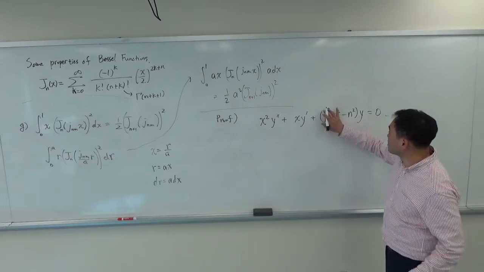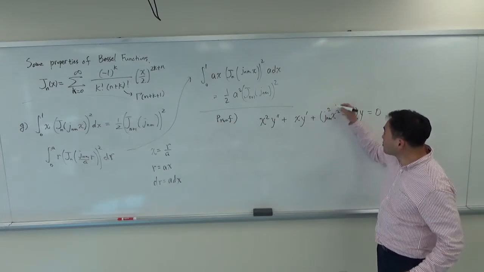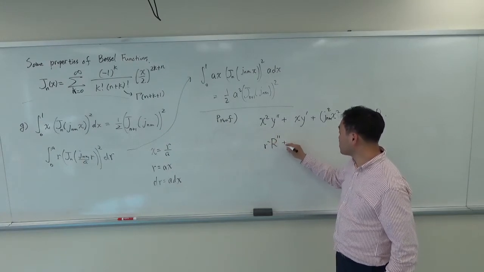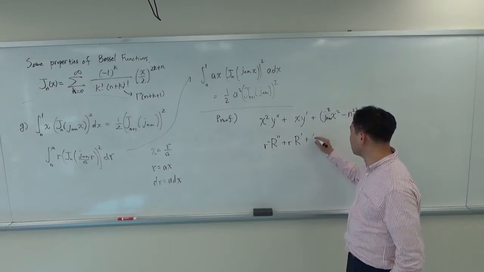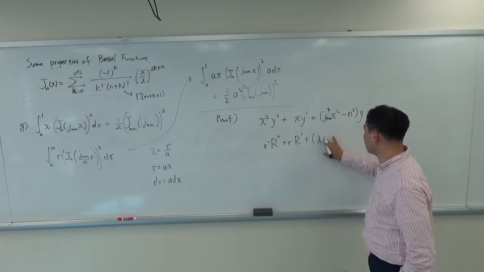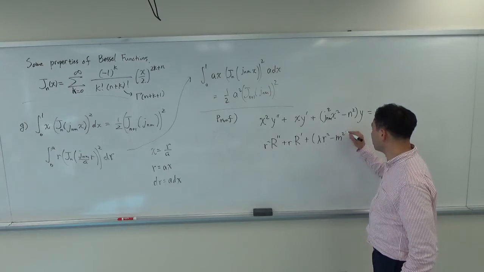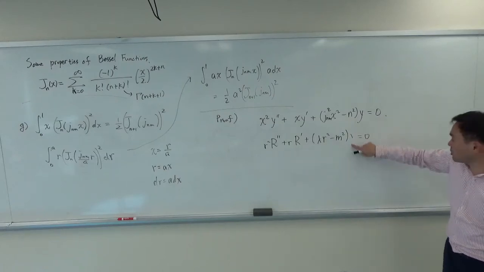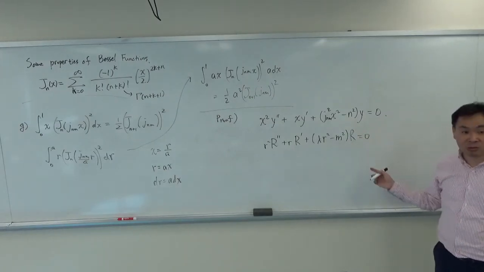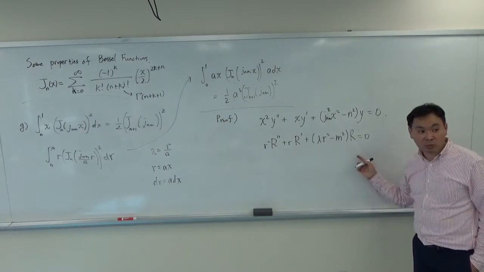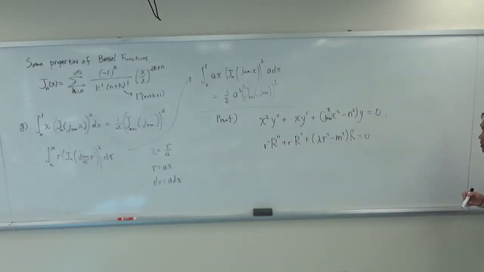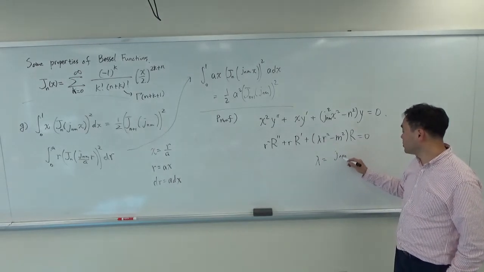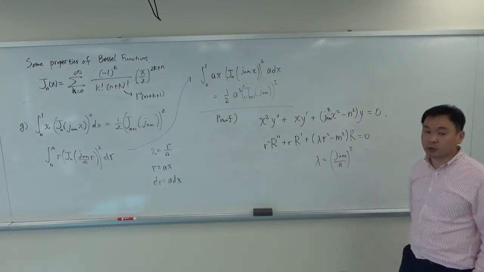Okay, so let me try to explain this again. So remember how we had r squared r double prime plus r r prime plus lambda r squared minus m squared, y equals 0. So you remember this was the actual differential equation we got when we were solving the wave equation on the disk, right? And later on, when we solved this, we found out that lambda is equal to j_nm over a, squared.